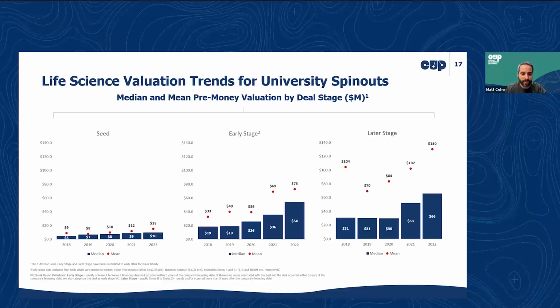What you can notice in the data for sure is that valuations have increased in the last 5 years. Seed stage valuations have gone up. Early stage valuations in life sciences have gone up. Later stage valuations in life sciences have gone up. So across the board, valuations have gotten higher.